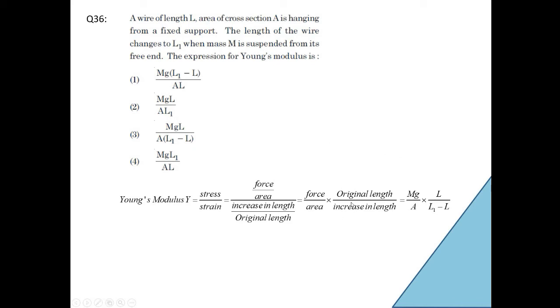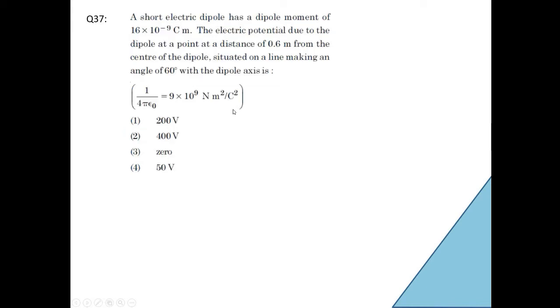Then the original length is L, the final length is L1, so the increase in length should be L1 minus L. So mgL divided by A into L1 minus L. So this is the correct option. Option 3 is correct. Next question.